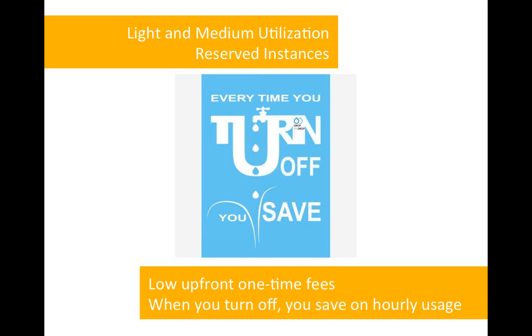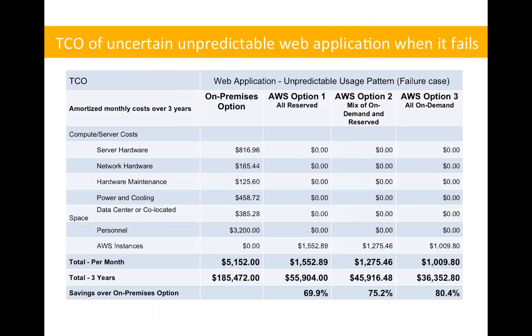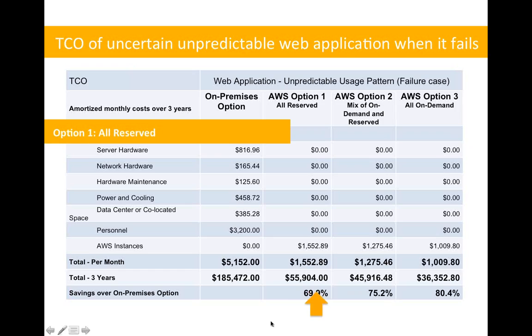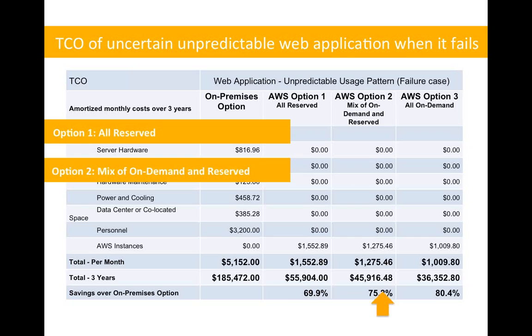The first one is in terms of light and medium utilization reserved instances. They have very low upfront one-time fees, and when you turn them off, you save on the hourly usage. So even though your product didn't go as well as it was hoped, you still have significant savings because you used light or medium utilization instances, so you don't pay the hourly charge when you're not using them. So in this case, you would still have very high cost savings using option 1, all reserved, or a mix of reserved and on-demand.